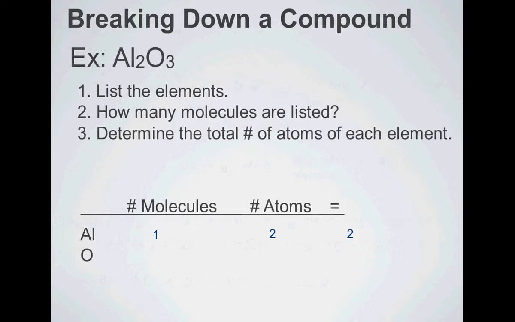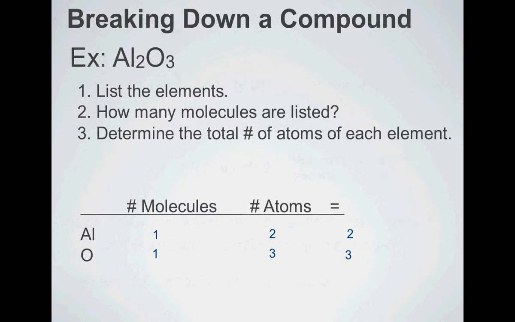Oxygen. Again, we need to know how many molecules of this whole thing there are. There's no coefficient, so it's 1. We need to know the subscript of oxygen, 3. So 1 times 3 tells us there's 3 atoms of oxygen. Obviously that's a fairly simple example. Wait, how come not 2 plus 1? It's not. We multiply the number of molecules times the subscript for each element.